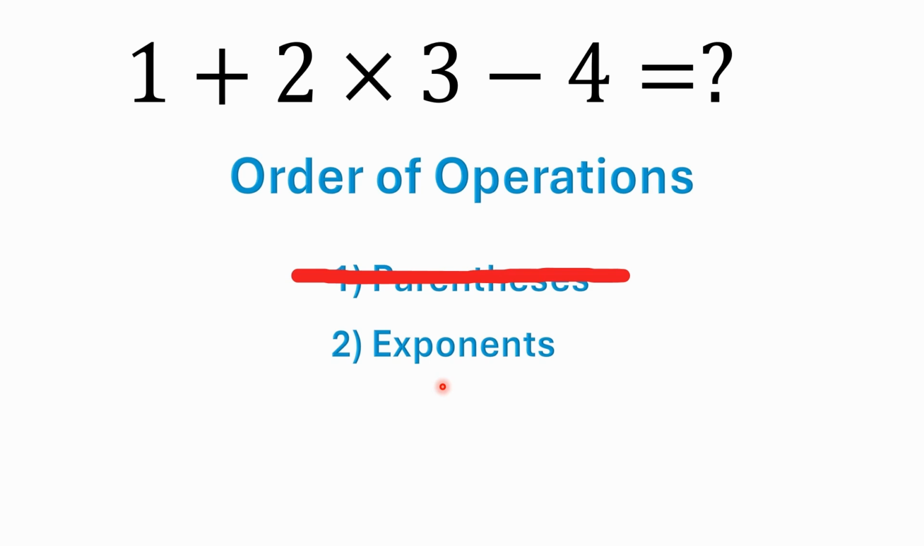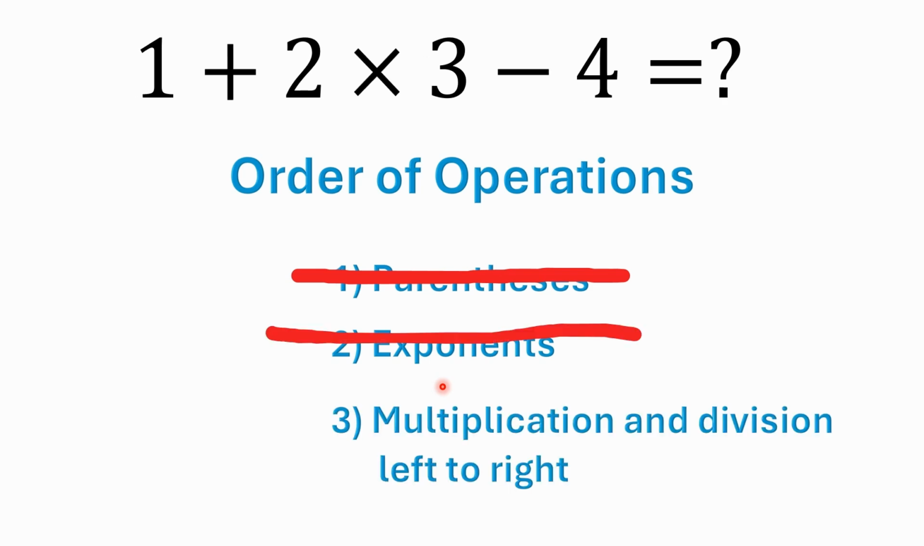We would then look for exponents, and this is if you're following the acronym PEMDAS. But when we say exponents, we're really talking about anything that is shorthand for repeated multiplication. So that could include things like square roots or factorials. Those are all things that are basically shorthand for repeated multiplication. We don't have any of that stuff here, so we don't have exponents.